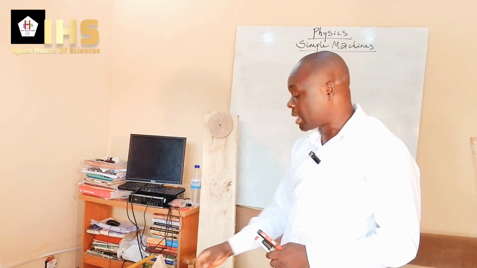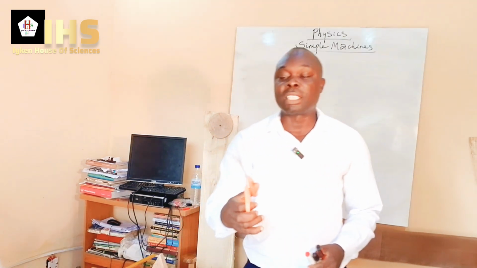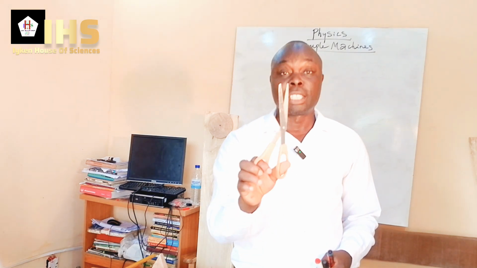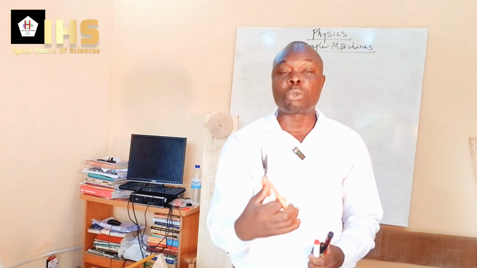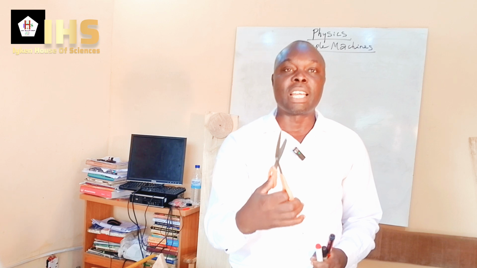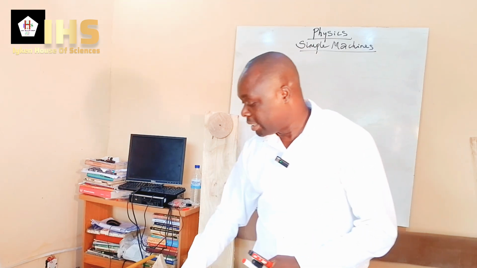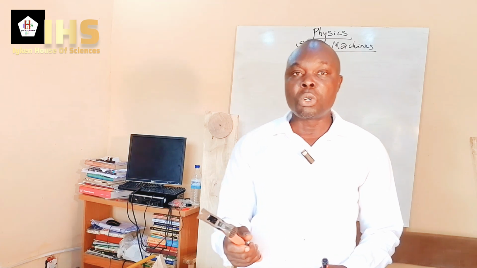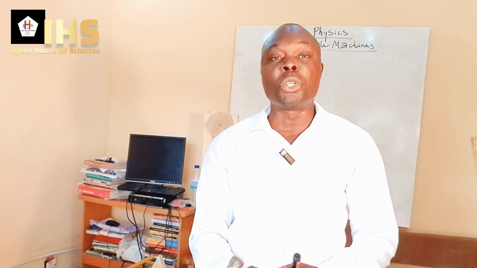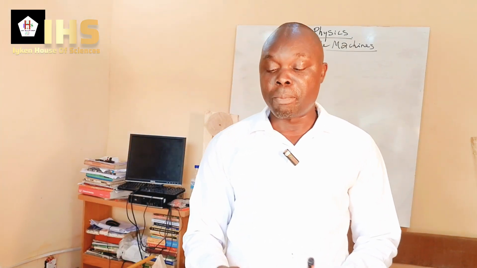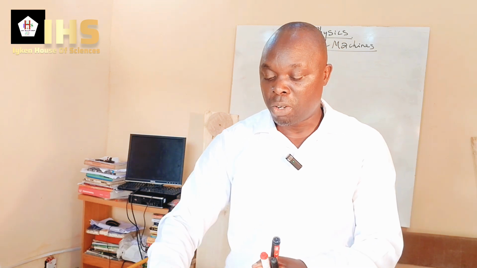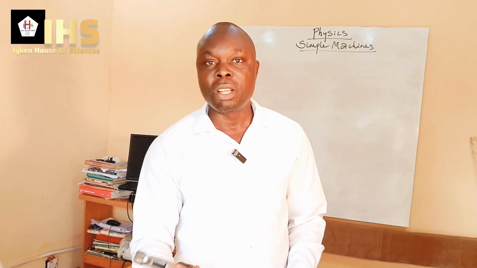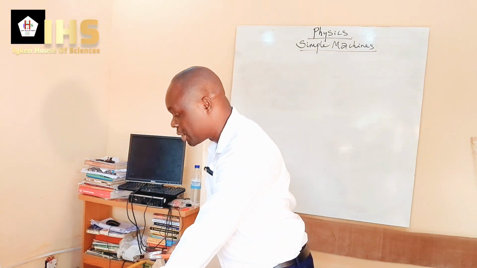So I gave examples. I told you that this is even a machine. Scissors is a machine because it helps you to cut something very easily and neatly. I said even this one is also a machine. To drive a nail into a plank or wood, it's not easy to use your hand to do it. And even to remove the nail from the wood, the claw hammer makes it easy for you. So now these are machines.